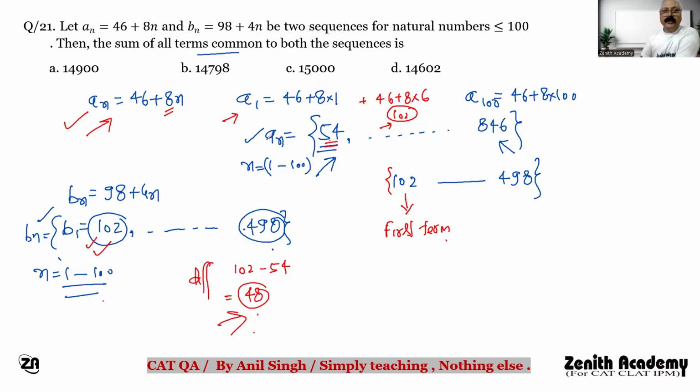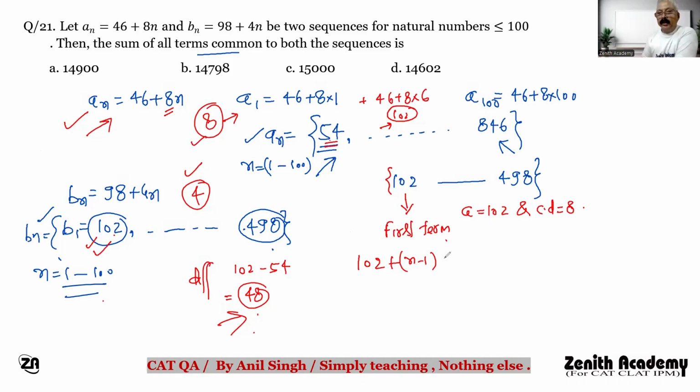So this is 102, and the point is here, in the first sequence the common difference is 8, and in the second sequence the common difference is 4. So LCM of 8 and 4 is 8. So for this series, A is 102, and the common difference is 8. So now if I take 102 plus (n minus 1) times 8, it should be less than or equal to 498.